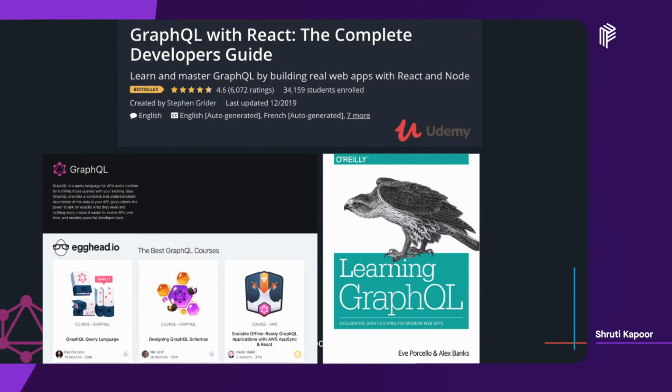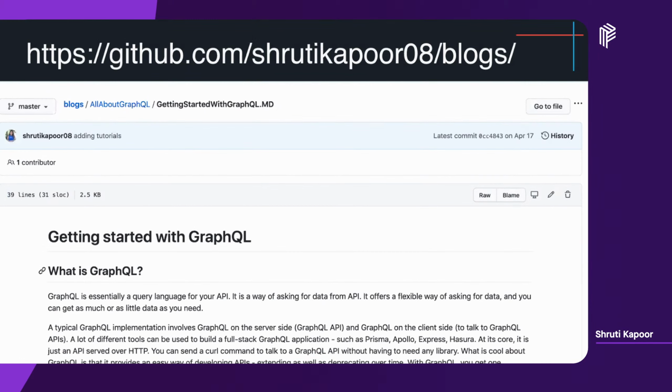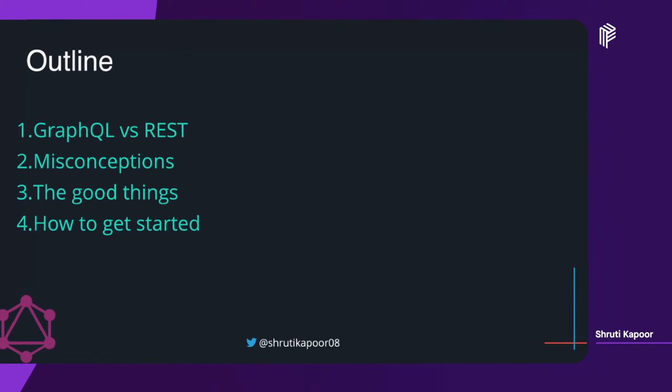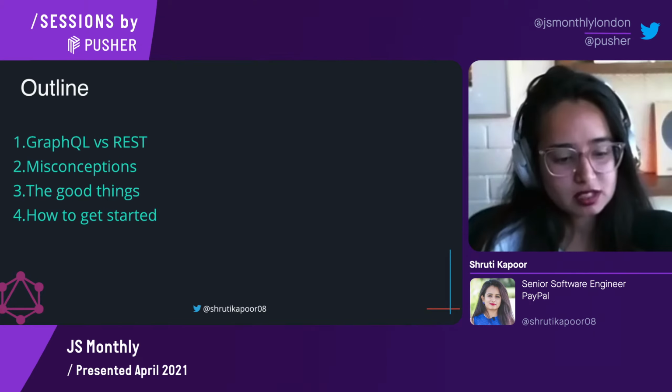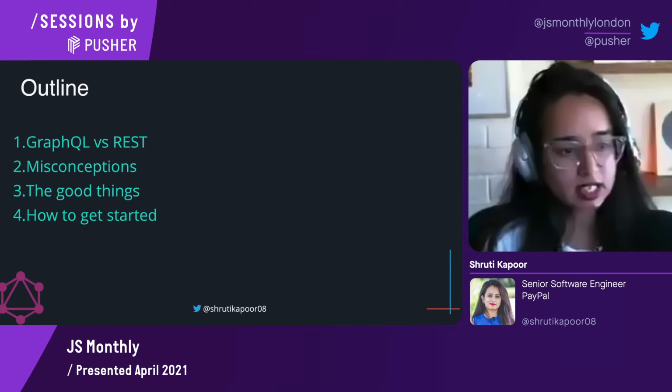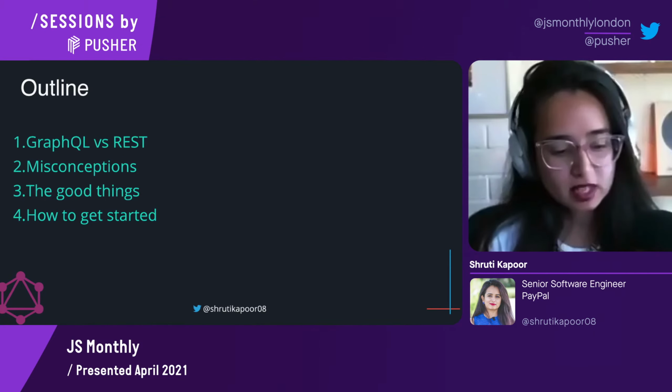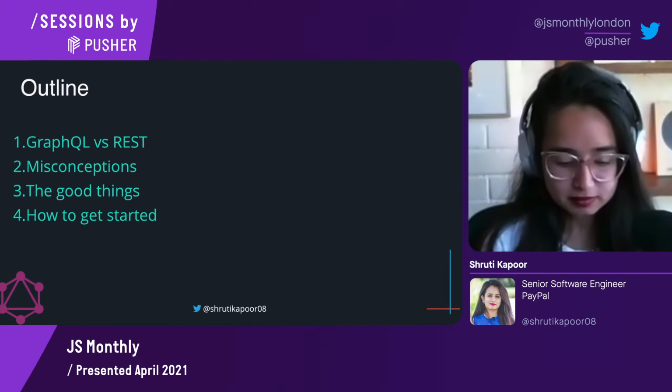If you're interested in getting started with GraphQL, I've also written a blog post that you can find on my GitHub at github.com/ShrutiKapoor08/blogs. It's an introduction of what GraphQL is and how it differs from REST, things like that. So to sum up, today we talked about 4 things. We talked about what GraphQL is versus REST, the misconceptions, some cool things that we liked about GraphQL at PayPal, and how you can get started.